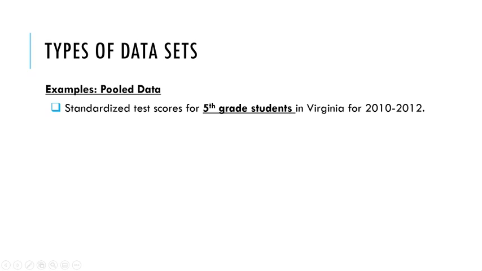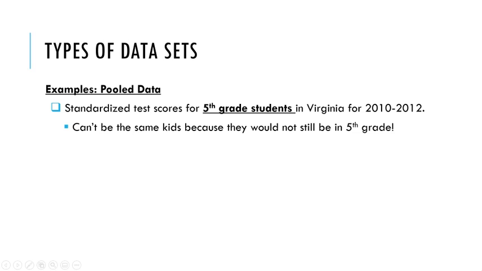Let's say we're looking at standardized test scores for 5th grade students in Virginia from years 2010 to 2012. All right. So let's think about just 5th grade students. That's all I want. Do you agree with me that it can't be the same kids from year to year to year, because they wouldn't still be in 5th grade, right? So I want 5th grade students in 2010, I want 5th grade students in 2011, and 5th grade students in 2012. So unless you really are a bad student and you're in 5th grade 3 times, you're not in the data set every single year.